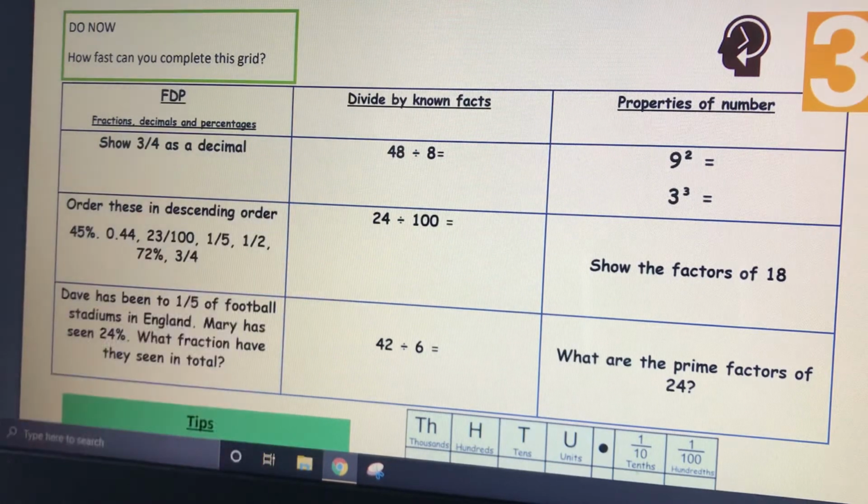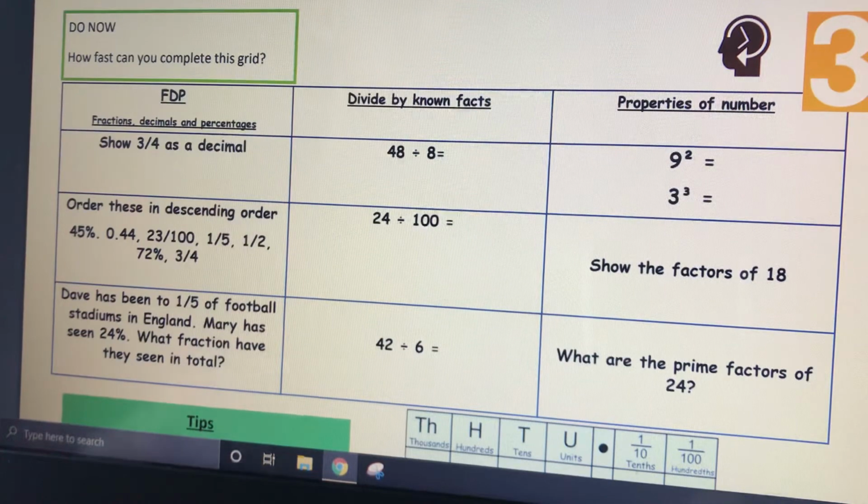Up here, 9 squared, 9 times 9, 81. 3 cubed, remember, is 3 times 3 times 3. So 3 times 3 is 9. Times that by 3 is 27. So your answer should be 27.